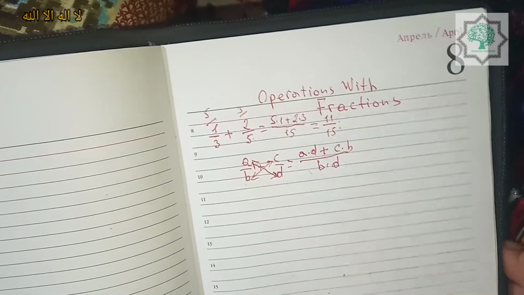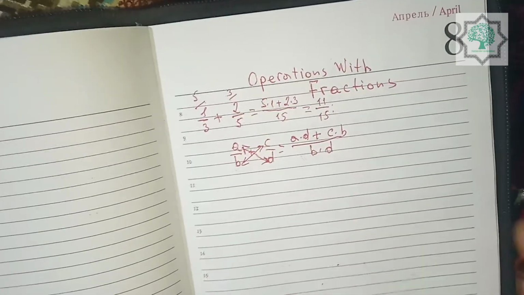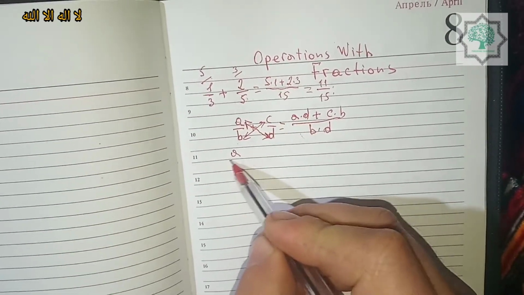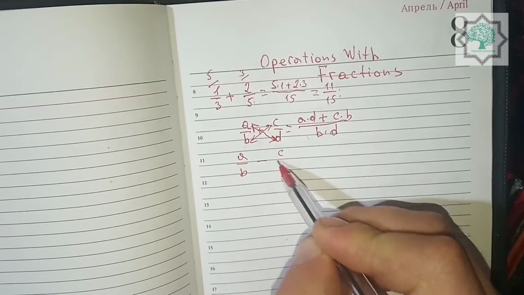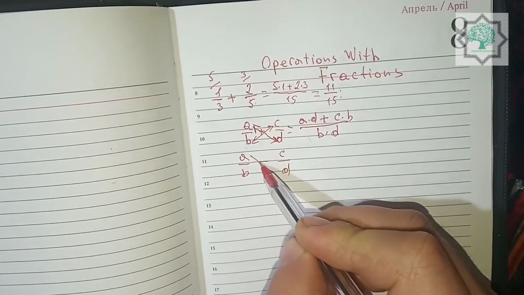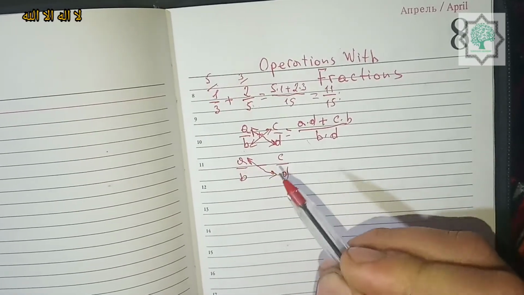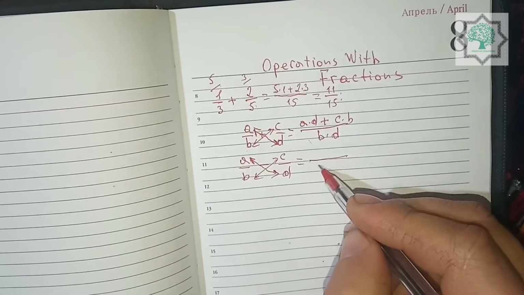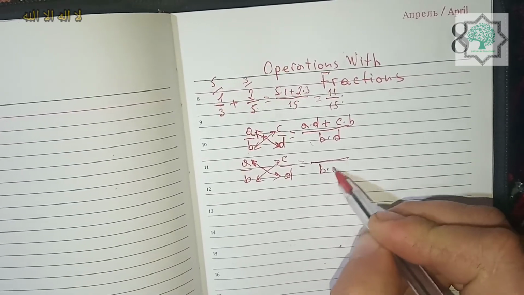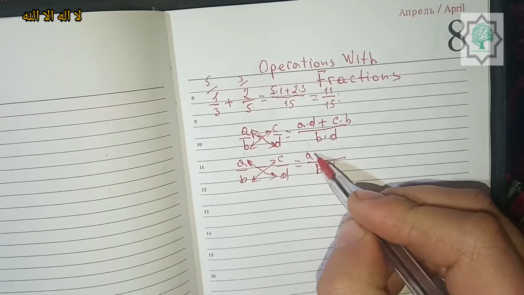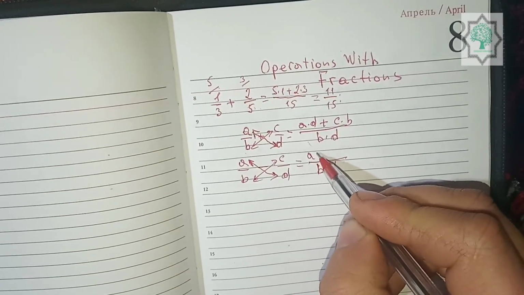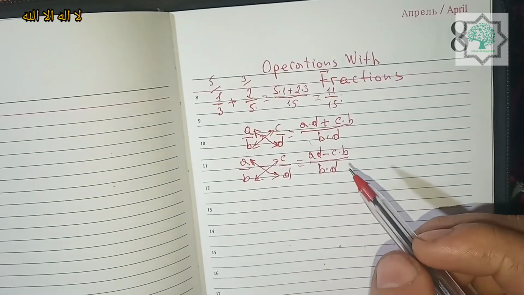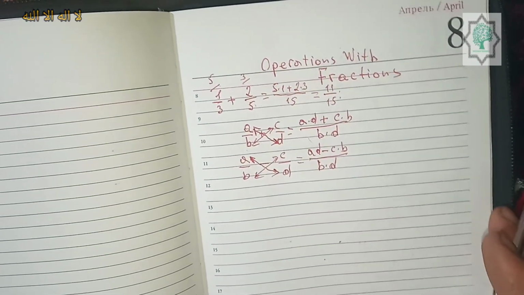Okay, in the case of subtraction, we use this rule also. Look please, when we subtract one fraction from another one, we use this rule. So in the denominator we write b by d, in the numerator we write a by d minus c by b. Okay, it's too simple and too easy.